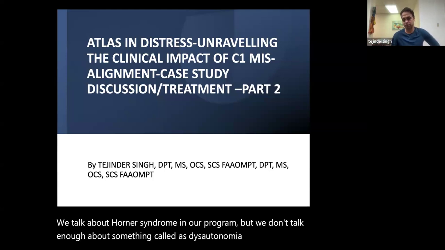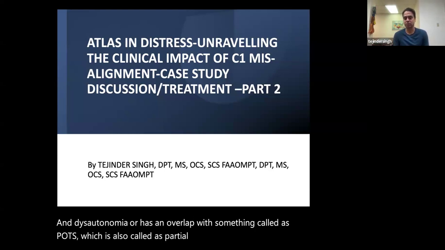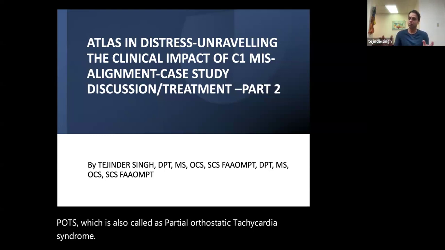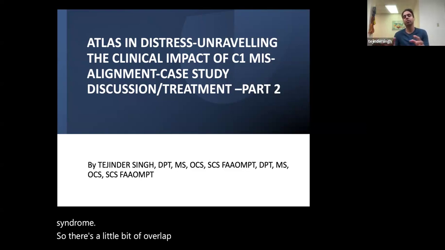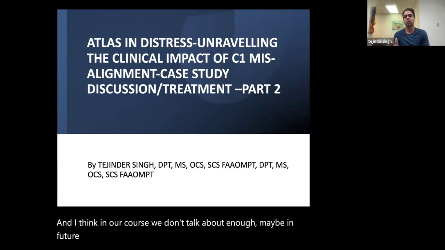Dysautonomia has an overlap with something called POTS, which is also called postural orthostatic tachycardia syndrome. So there's a little bit of overlap between dysautonomia and POTS. And in our course, we don't talk about it enough. Maybe in future courses, we'll probably talk about it.